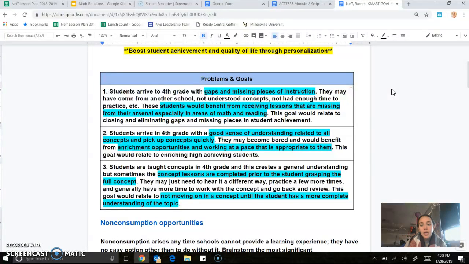Then the second goal I came up with was that I have students that also come to me that have a good sense of understanding related to those concepts, and they are able to pick up those concepts quickly. So I wanted to reach out to those students that are higher learners and do sometimes get bored with what is being done here in school. So I wanted to reach out to those guys as well.